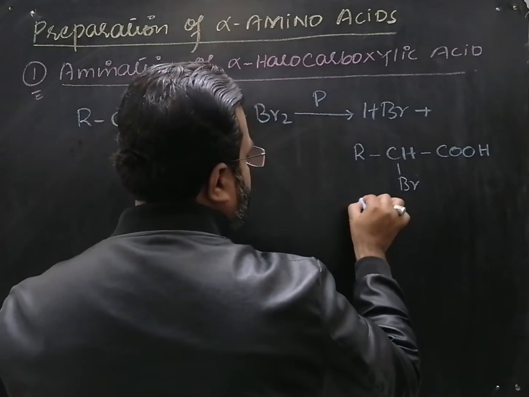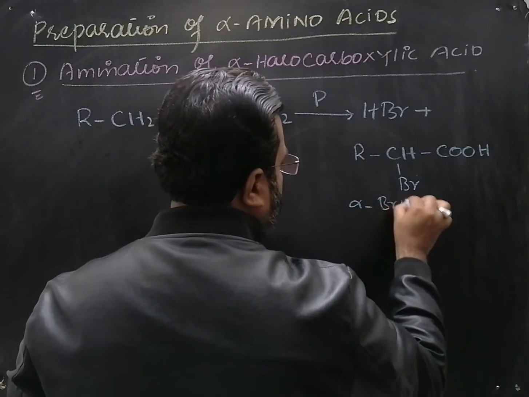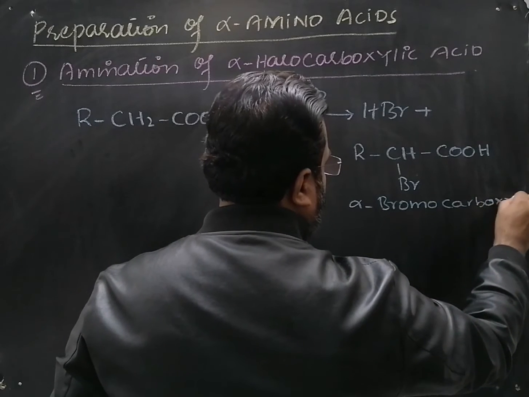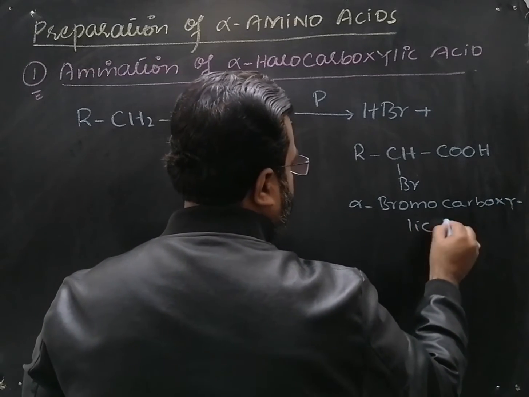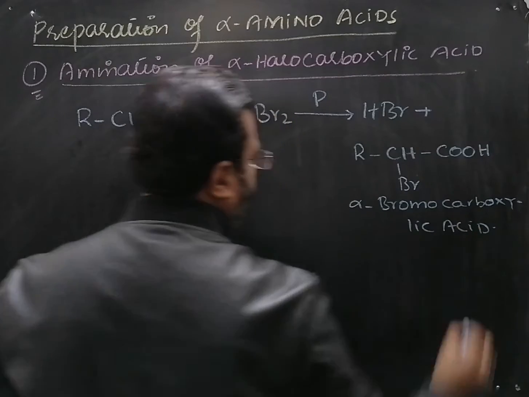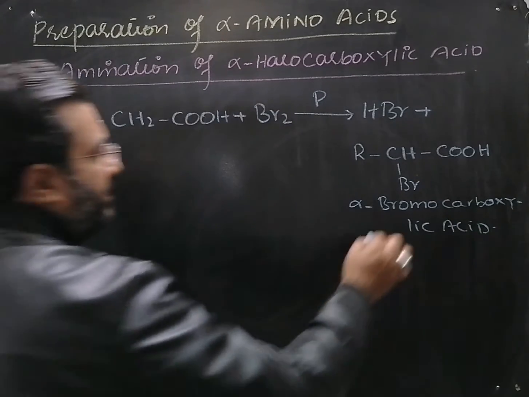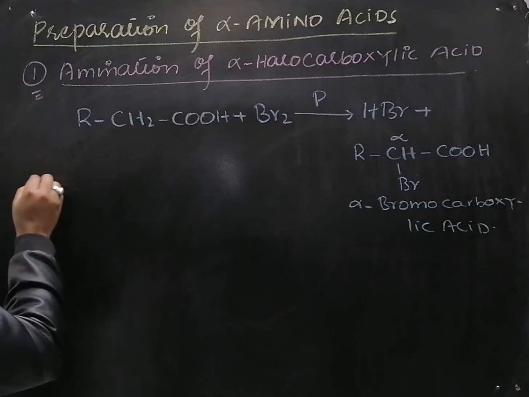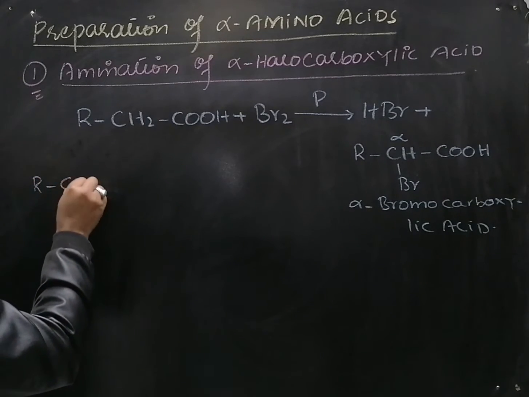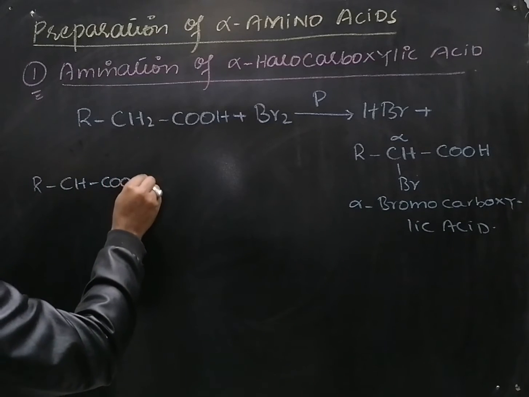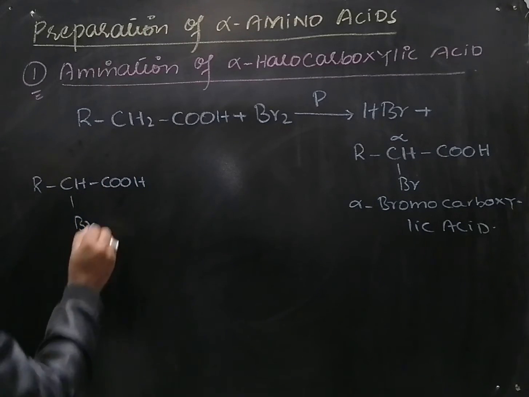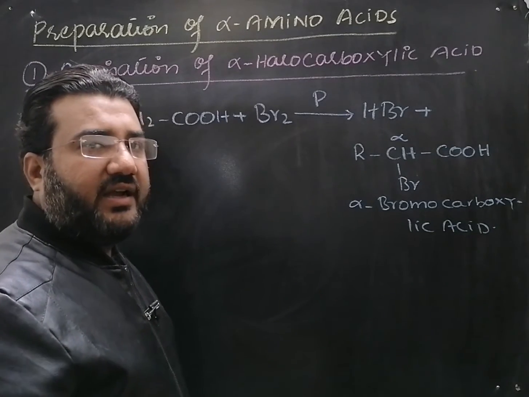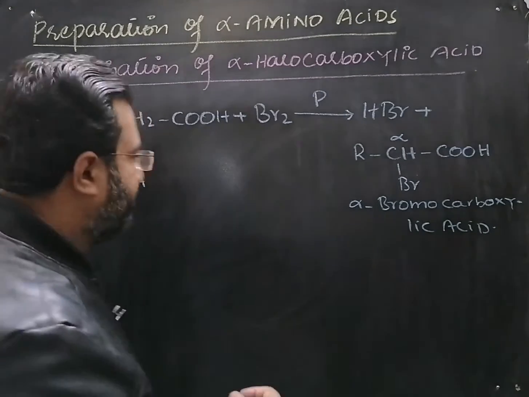Now this one is called the alpha bromo carboxylic acid, as the bromine is attached to the alpha carbon. Now my dear student, this alpha bromo carboxylic acid is then aminated, means it is made to react with the highly concentrated excess of the ammonia.